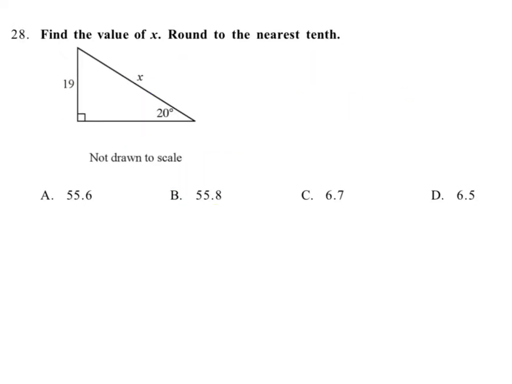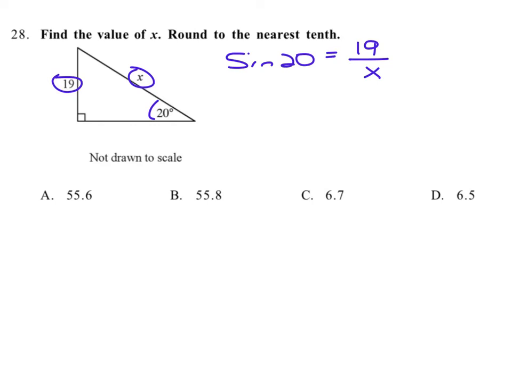Again, you look at the angle you've got, and you determine which two sides you've got, so we can determine whether it's sine, cosine, or tangent. From the 20-degree angle, we're dealing with the opposite of that angle and the hypotenuse. So we say opposite and hypotenuse, so sine is opposite over hypotenuse. So we say sine of 20 degrees equals the opposite side, 19, over the hypotenuse, x.